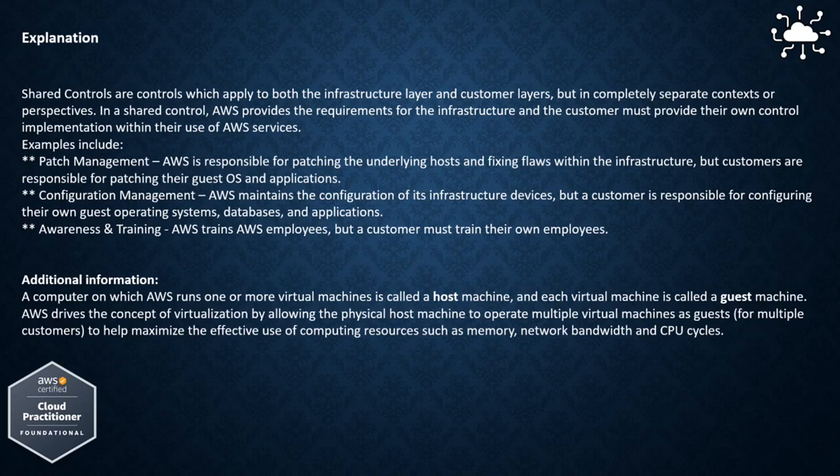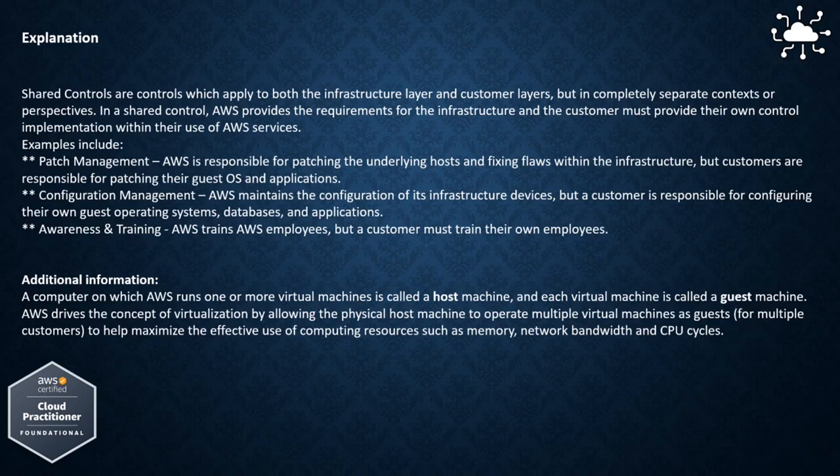Configuration management. AWS maintains the configuration of its infrastructure devices, but a customer is responsible for configuring their own guest operating systems, databases, and applications. Awareness and training. AWS trains AWS employees, but a customer must train their own employees.